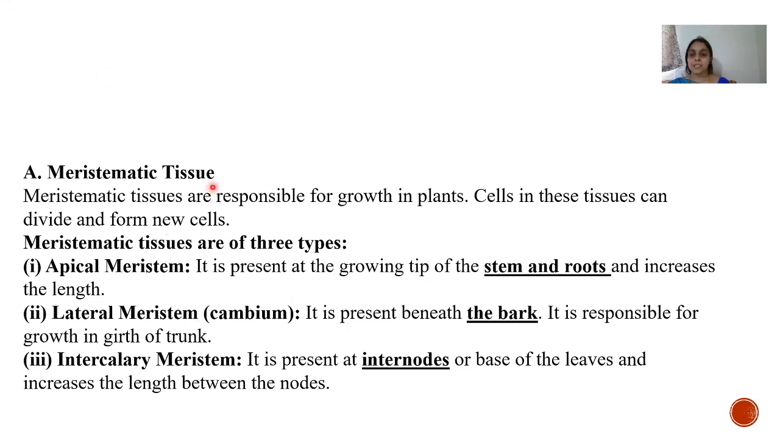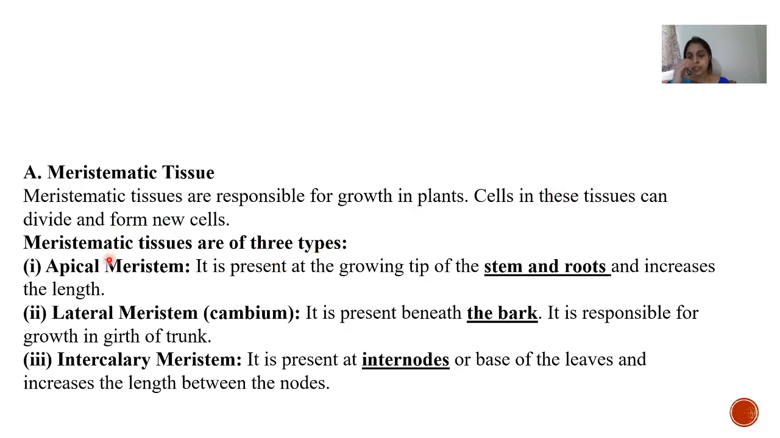Next, we'll study meristematic tissue now. So what are meristematic tissues? These tissues are growth tissue, which is responsible for the growth in plants. Cells in these tissues can divide and form new cells. There are three types of meristematic tissue based on their location.